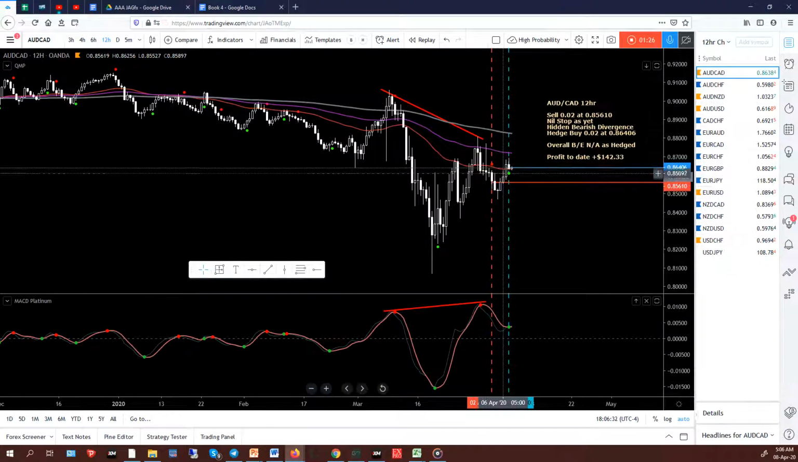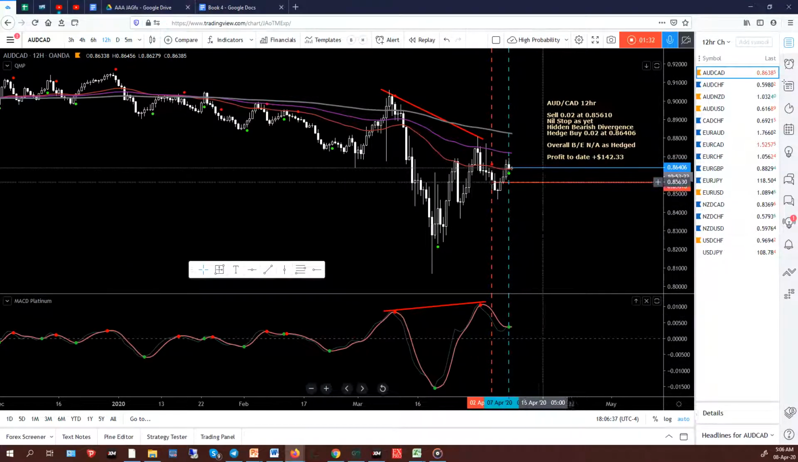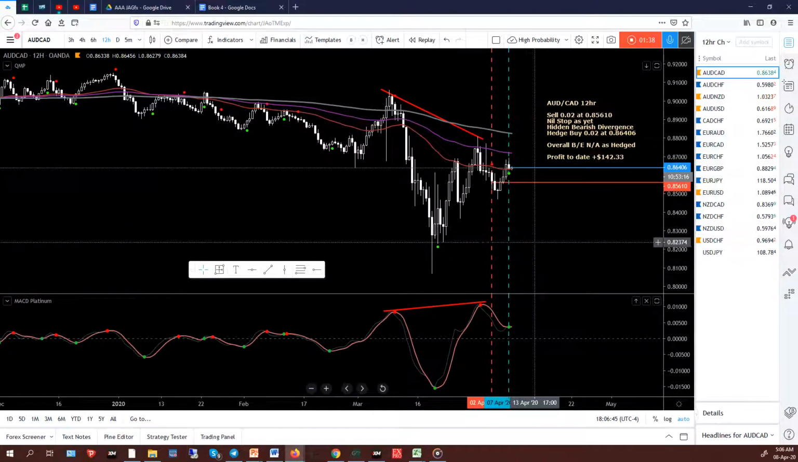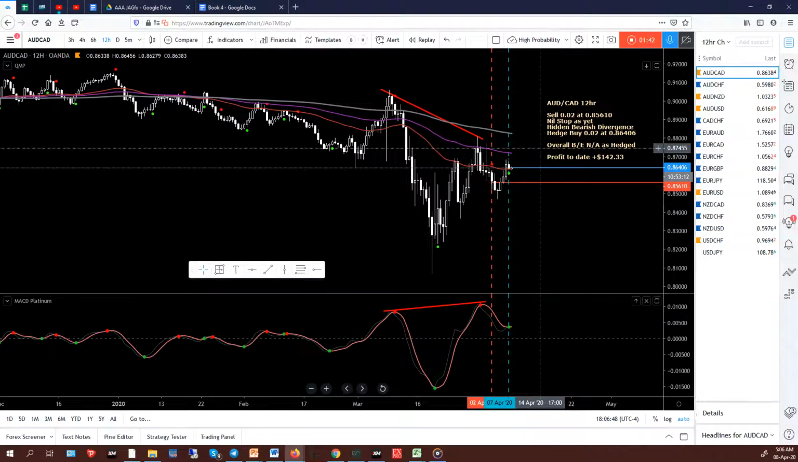Now, there's a new buy signal today. It's not a valid buy signal as a standalone trade, but I have to take it to hedge that sell. So I'm locking in a loss between the red line and the blue level there. So the two levels is locking in a loss. They're in the same position, so you can see overall break even, not applicable as hedged.